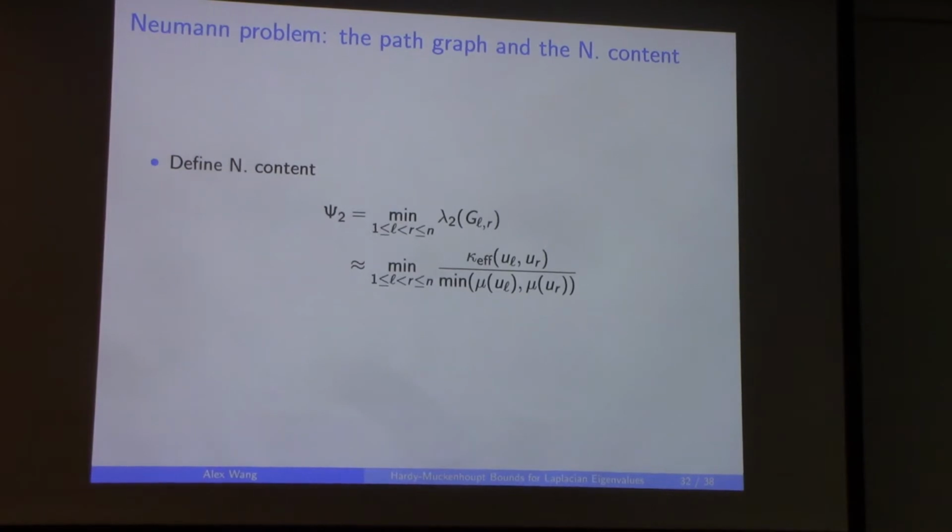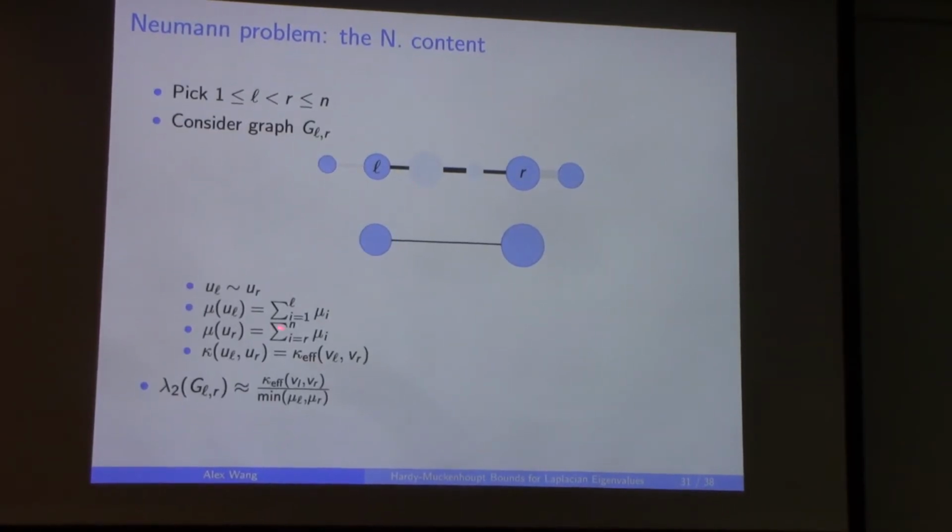Right. So notice that this is really just a definition, so I can do pretty much whatever I want. But in this definition, I chose to ignore all the masses in between L and R, and I chose to ignore all the spring constants within the left set and within the right set.